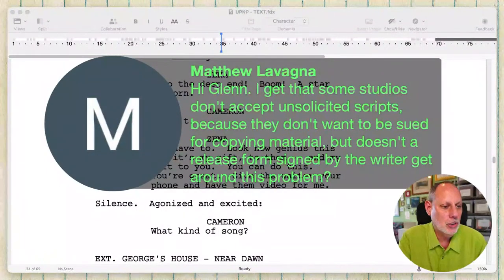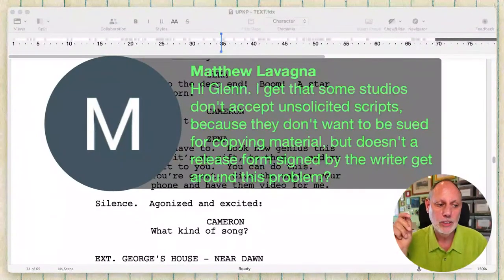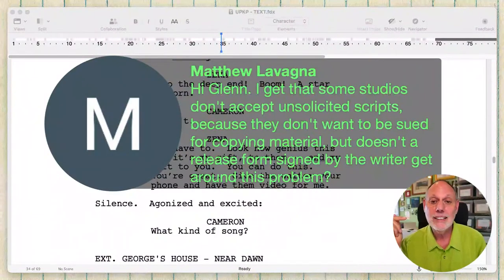I get that some studios don't accept unsolicited scripts. All studios don't accept unsolicited scripts because they don't want to be sued for copying material. But doesn't a signed release form get around this problem? Now here's the thing. They are saying they don't accept scripts because of copyrighted material. That's what they're saying. And yes, a release form signed by the writer would do that. And it would have to be their release form. In other words, you can't send your release form. It needs to be from their legal department that fits what they legally are worried about. And so, yes, if they really wanted to do it, they would send you a release form and do it.